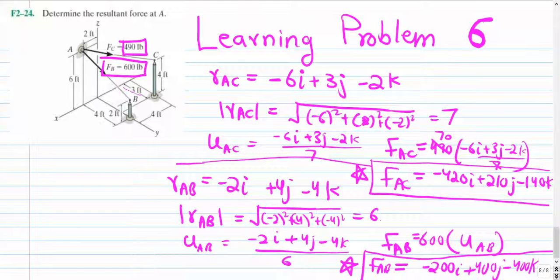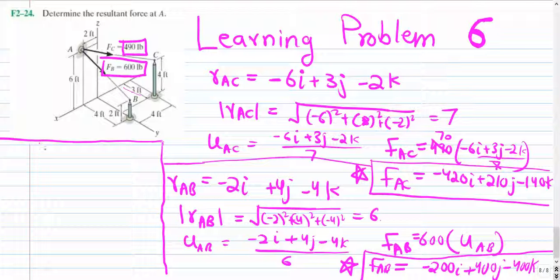Okay, so now that we have our force vectors, they want us to find the resultant force. Notice that they don't ask for the magnitude of the resultant force. All they are asking for is the resultant force. So we can simply find the resultant force in its Cartesian form, and we don't need to find the magnitude. All we need to do to find the resultant is just add the subsequent i, j and k values for the two forces.